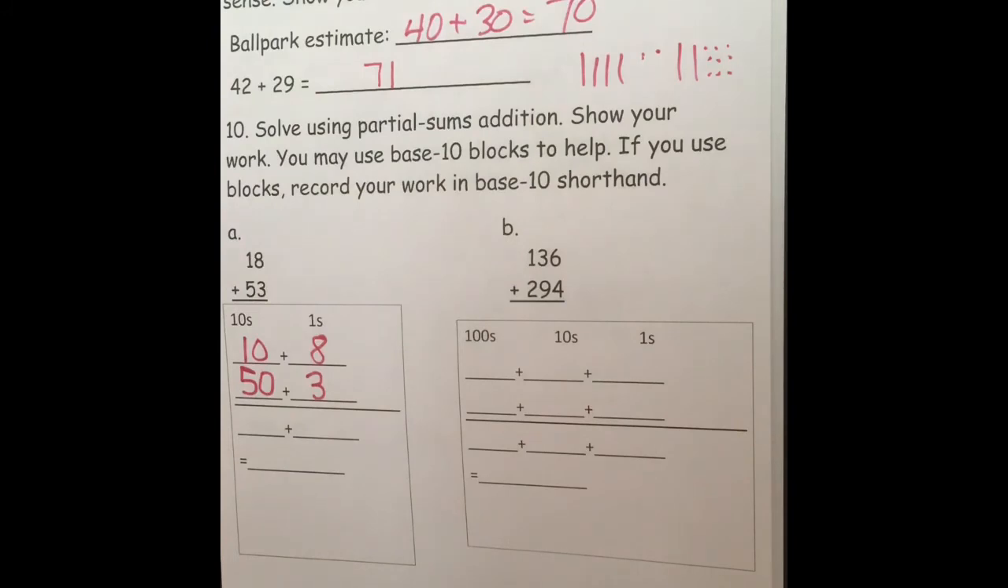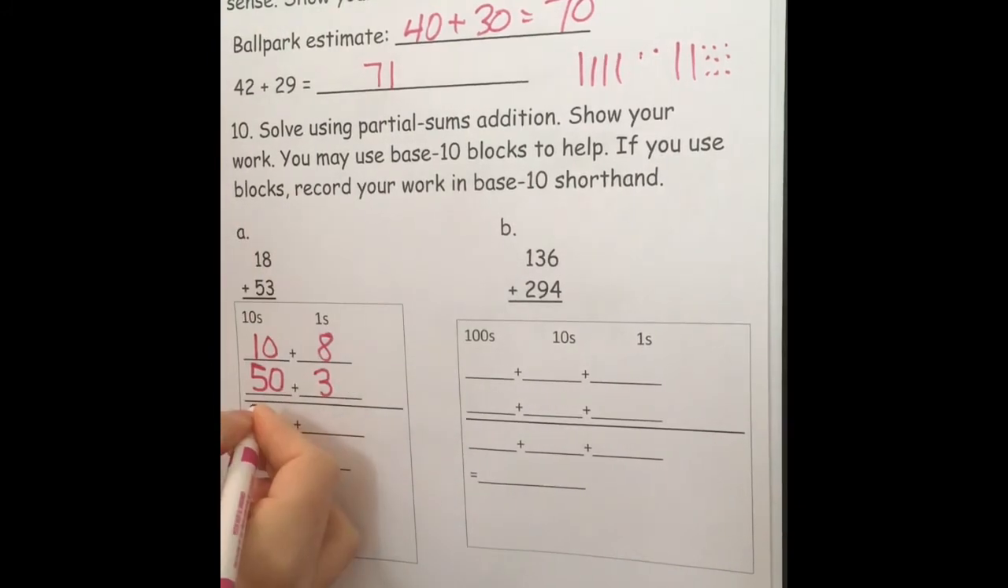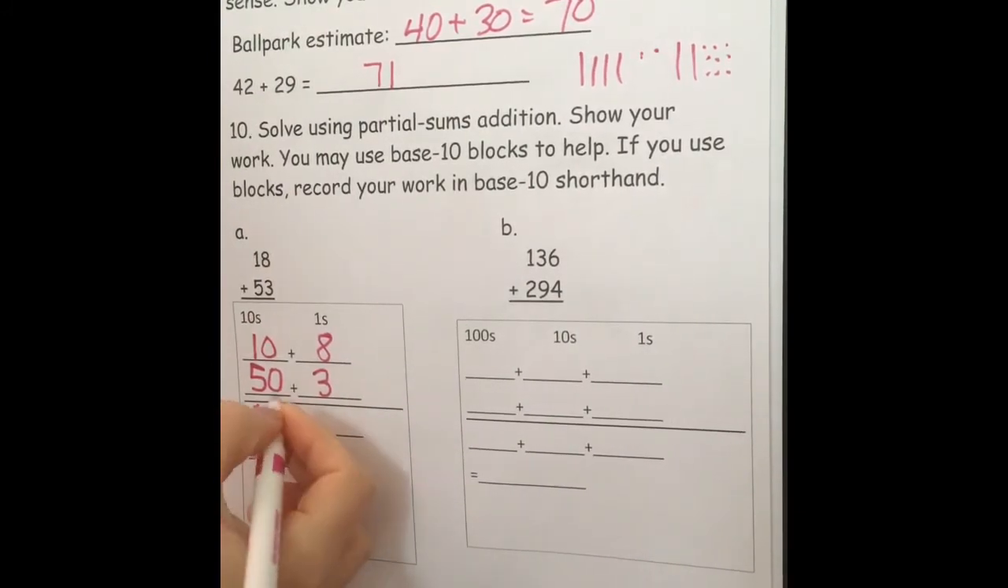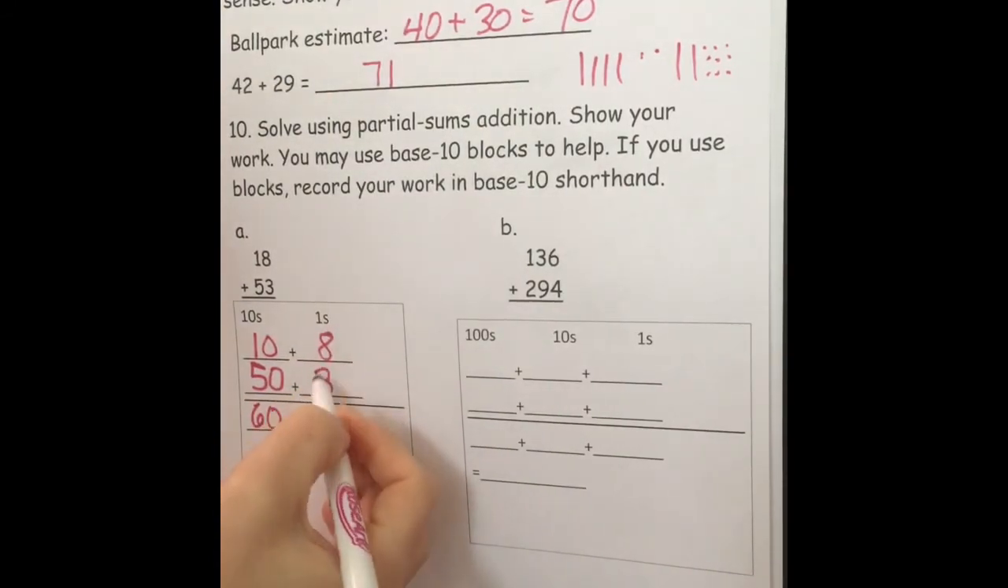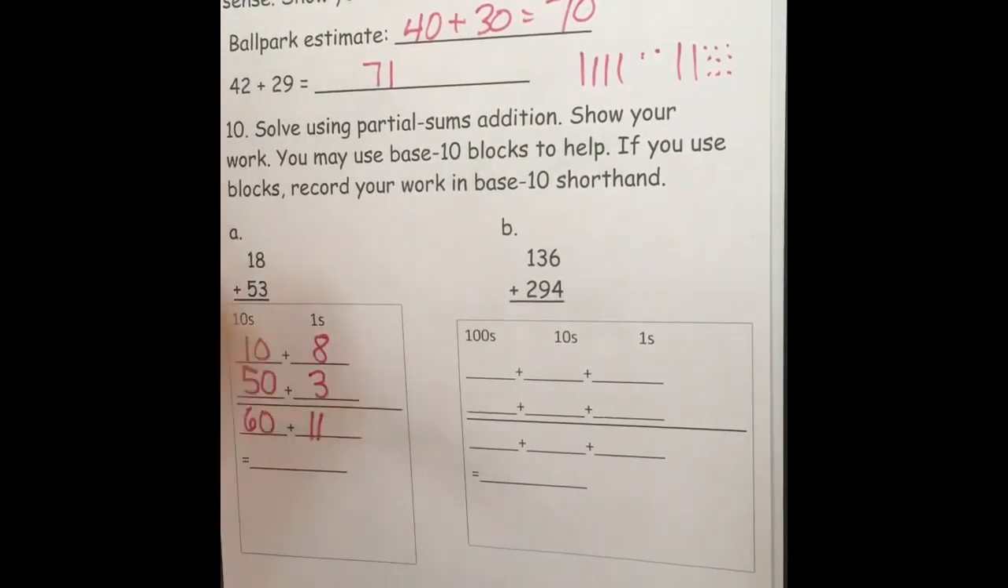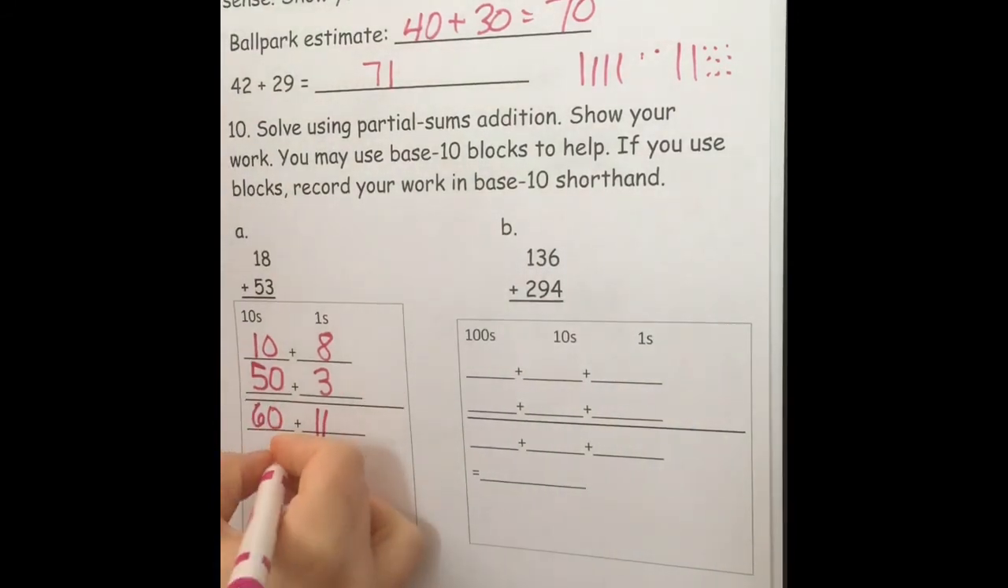So 18 is 10 plus 8 in expanded form. You take the tens and the ones and break them apart. So 18 is 10 plus 8. 53 is 50 plus 3. Then you add the two tens: 10 plus 50 is 60. Then you add the ones. 8 plus 3 is 11. So 60 plus 11 equals 71.